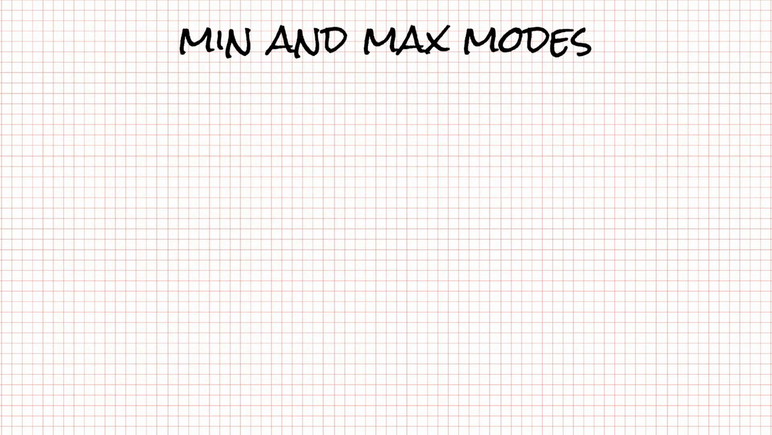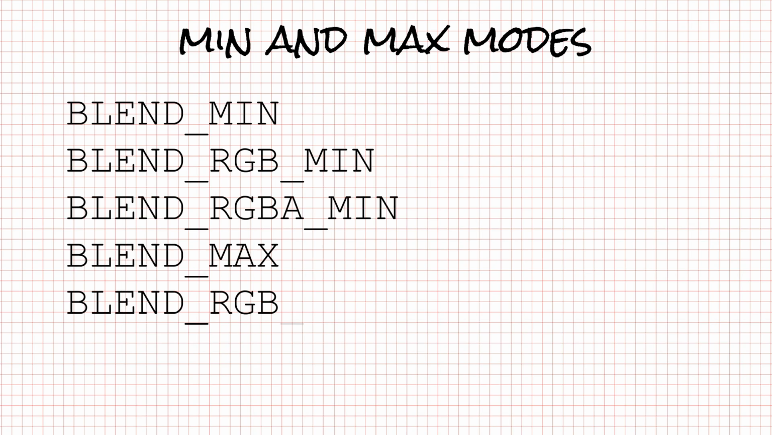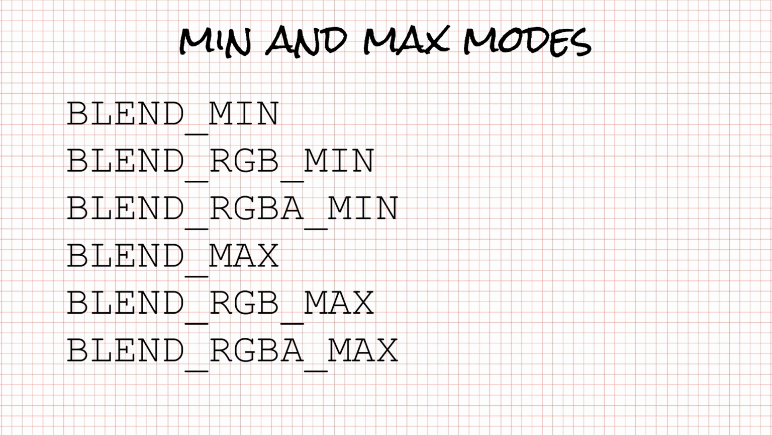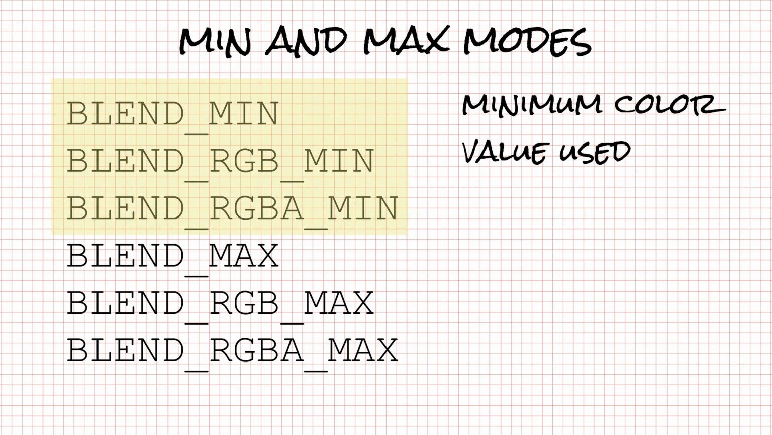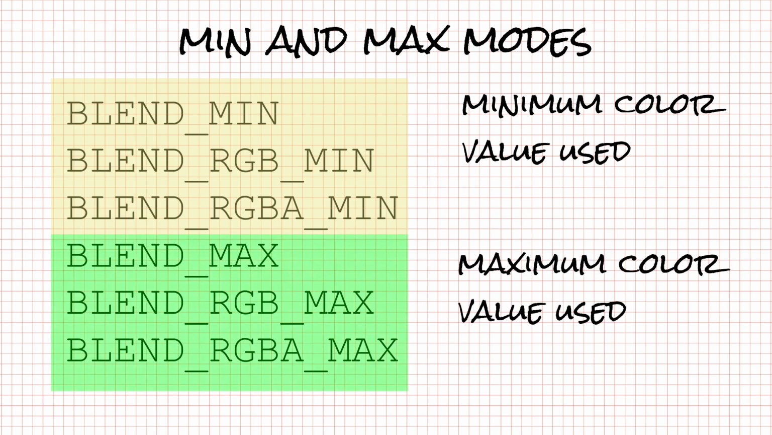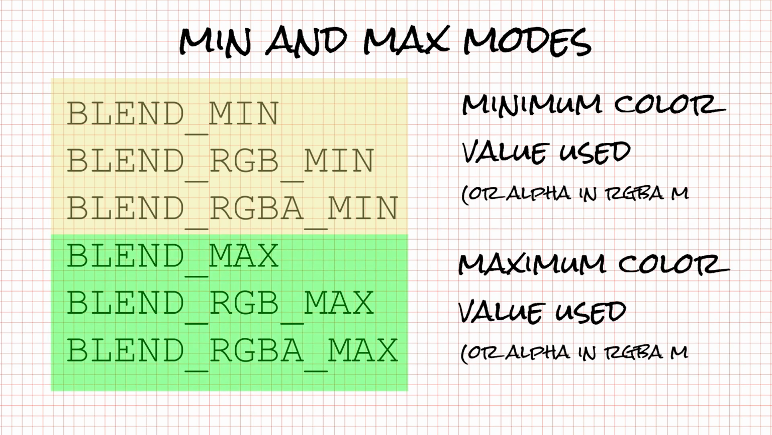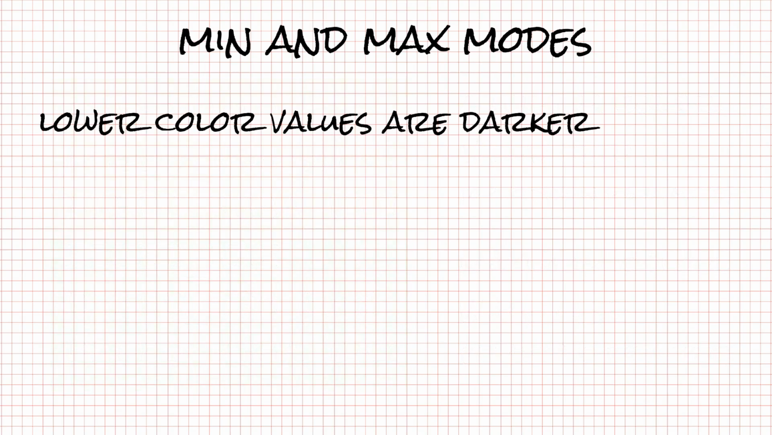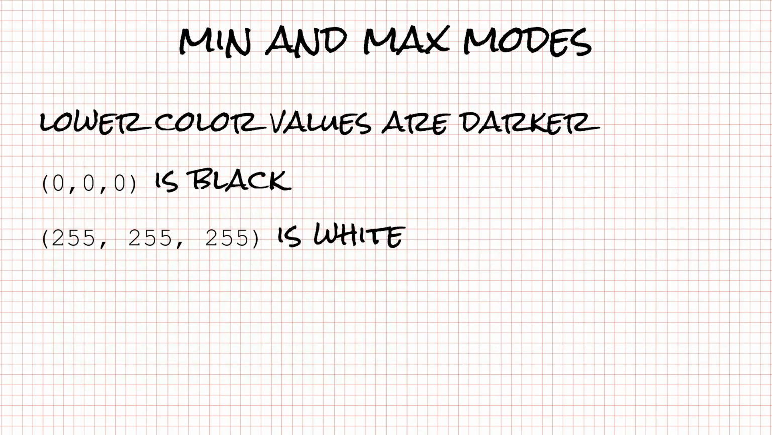Now, let's move on to the min and max blending modes. Blend min, blend RGB min, blend RGBA min, blend max, blend RGB max, and blend RGBA max. The way these modes work is straightforward. The minimum color value between the source and destination is used for the result in the min modes, and the maximum color value between the source and destination is used for the max modes. If it's blend RGBA min or blend RGBA max, the same holds true for the alpha channel. Remember that a lower color value will be darker as we approach 0, 0, 0 or black, and a higher color value will be lighter as we approach 255, 255, 255 or white.